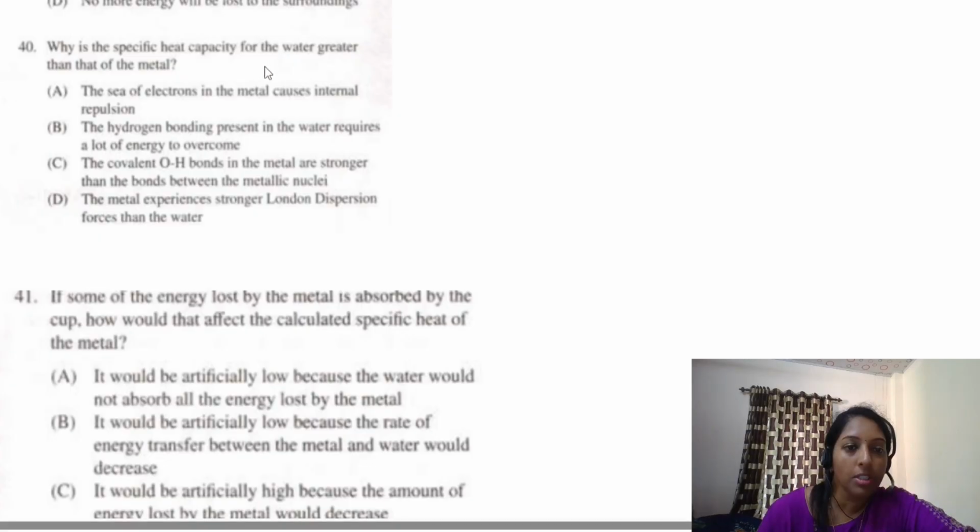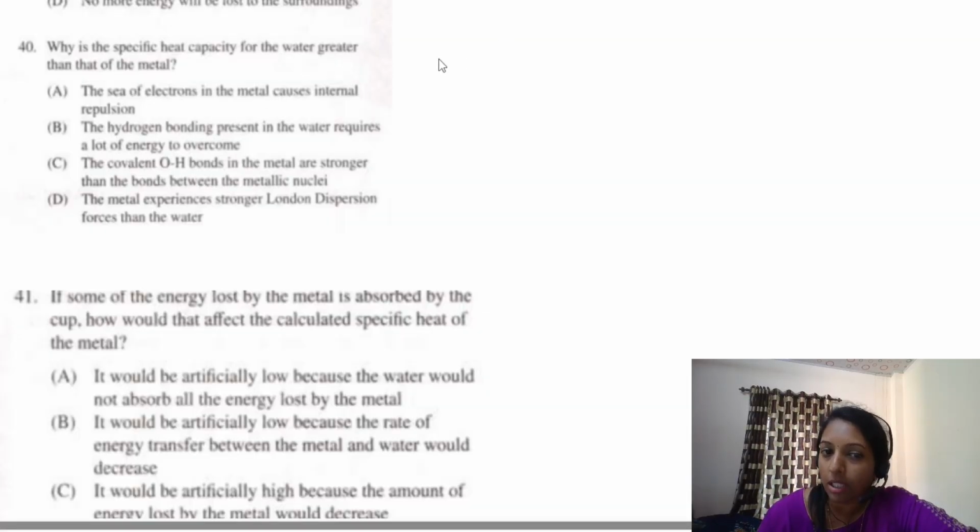Why is the specific heat capacity of water greater than that of the metal? Option A, the sea of electrons in a metal causes internal repulsion. Option B, hydrogen bonding present in the water requires a lot of energy to overcome. Option C, covalent O-H bonds in the water are stronger than the bonds between the metal nuclei. And option D, the metal experiences stronger London dispersion forces than the water. So definitely this is about specific heat capacity.